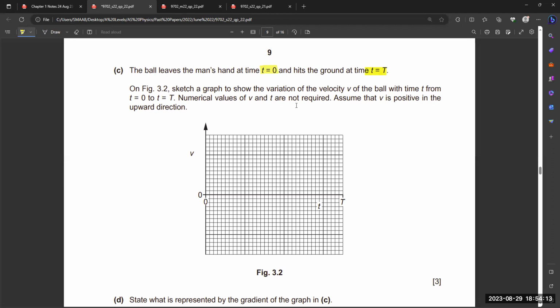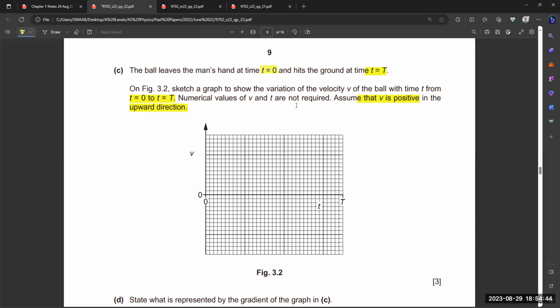On the graph, sketch a graph to show the variation of the velocity of the ball with time t till time capital T. Numerical values of v and t are not required. So basically we are not working with the values. Assume that v is positive in the upward direction. So for the upward direction, we take the positive side in the graph, and for the negative, we take the downward motion, right?